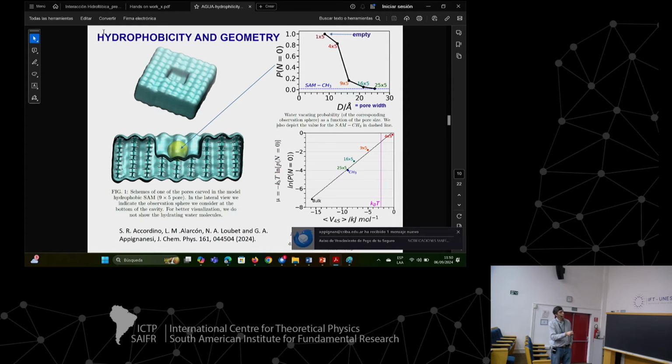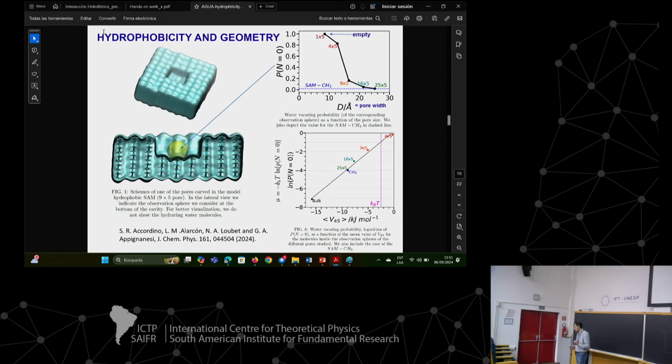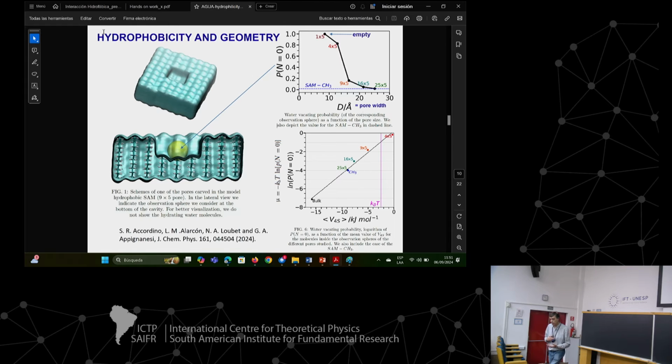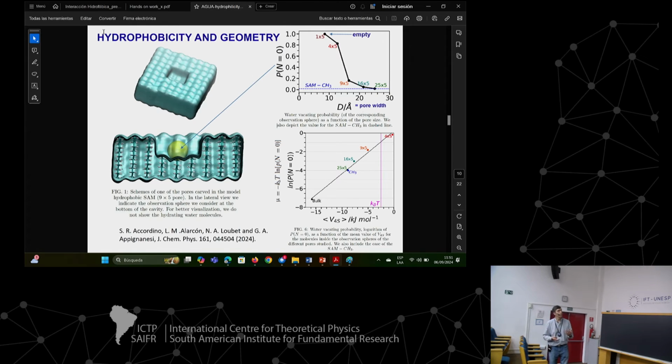And this is how we correlate the probability of cavity creation. This logarithm is related to the work for water removal. And you see that it's a nice correlation with the B4S index. So this tells you that the index is performing as a good predictor of the level of interaction, of the hydrophilicity of the surface.